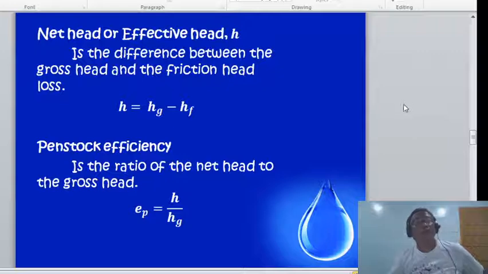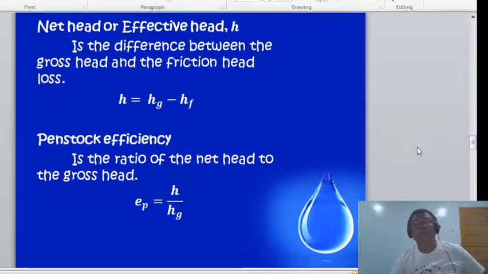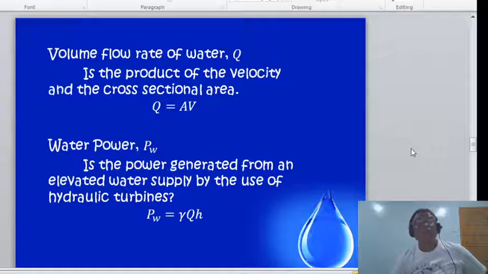Another is the net head, the effective head, which is the difference between the gross head and the friction head loss. So net head is gross head minus hf. Another is the penstock efficiency, which is the net head divided by the gross head. Then the volume flow rate of water is the product of the velocity and the cross-sectional area: Q equals the cross-sectional area of the conduit, or penstock, multiplied by its velocity, which is your discharge.